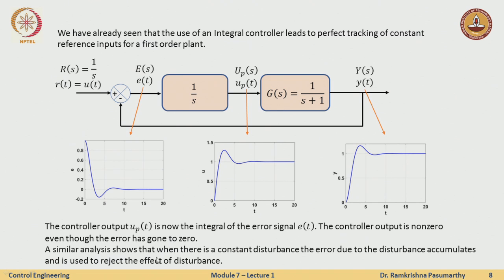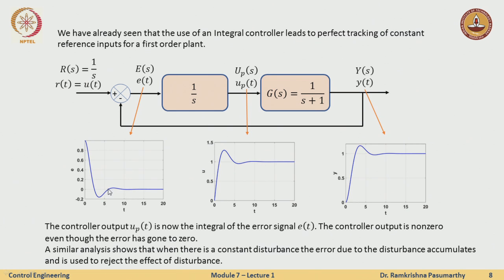Similarly, I could also show, we also did this in some problems earlier, that when there is a constant disturbance, which could possibly come from here, the error due to disturbance accumulates and it is used to reject the effect of disturbance. Okay. So, in this case the output of the controller is the integral of the error. The controller output, which is the input to the plant, is non-zero even though the error has gone to 0.